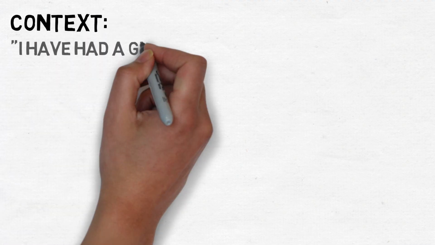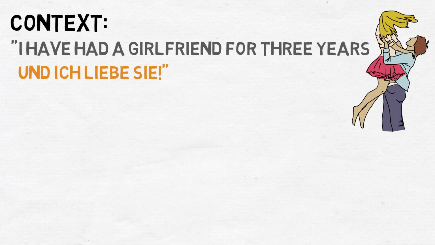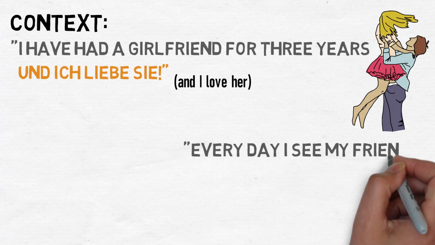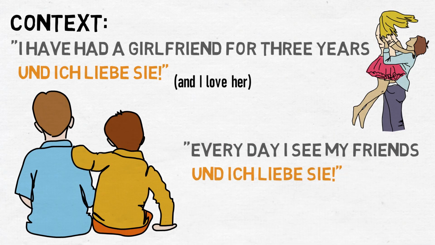For example, if I said, I have had a girlfriend for 3 years and ich liebe sie, we should be able to figure out that it's and I love her. If I said, every day I see my friends and ich liebe sie, we should be able to figure out that it's and I love them.